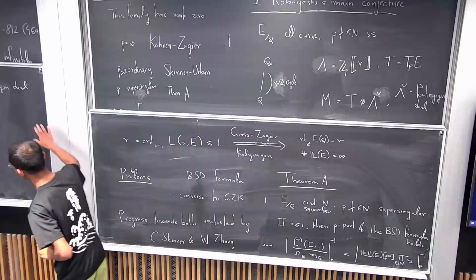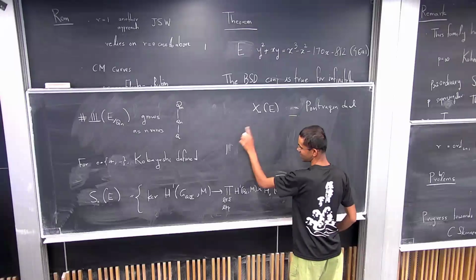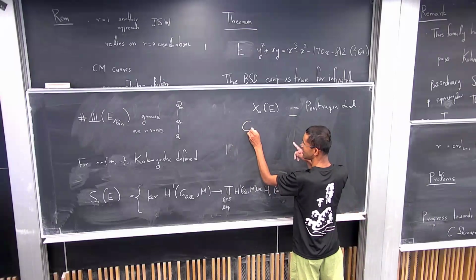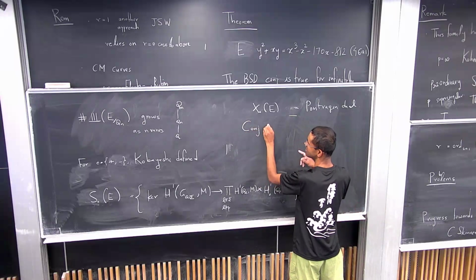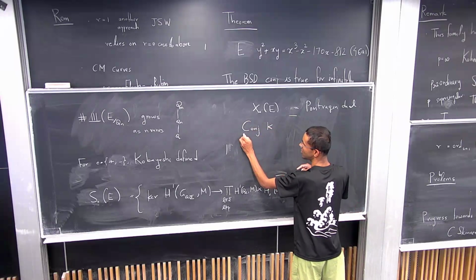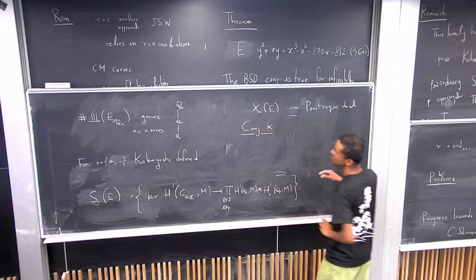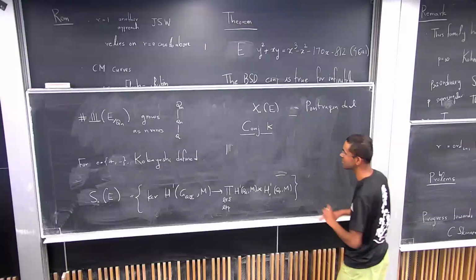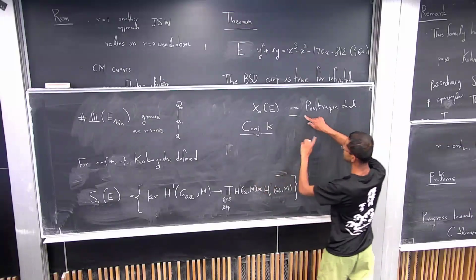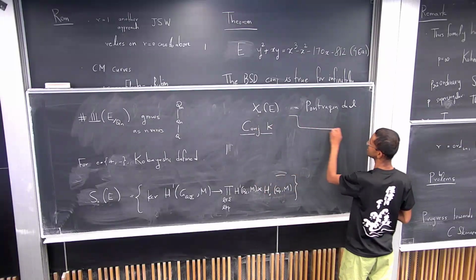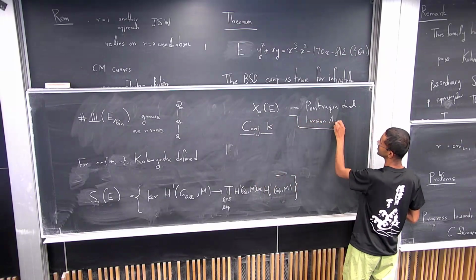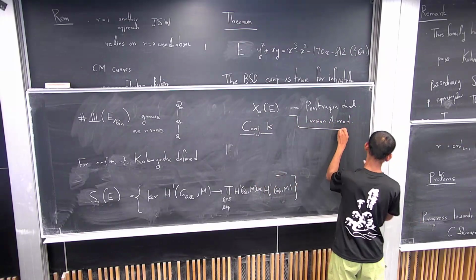I'll first just state the conjecture and then say more about the object appearing in it. But after defining this, Kobayashi proved that this is a torsion lambda module, so at least it has some control.